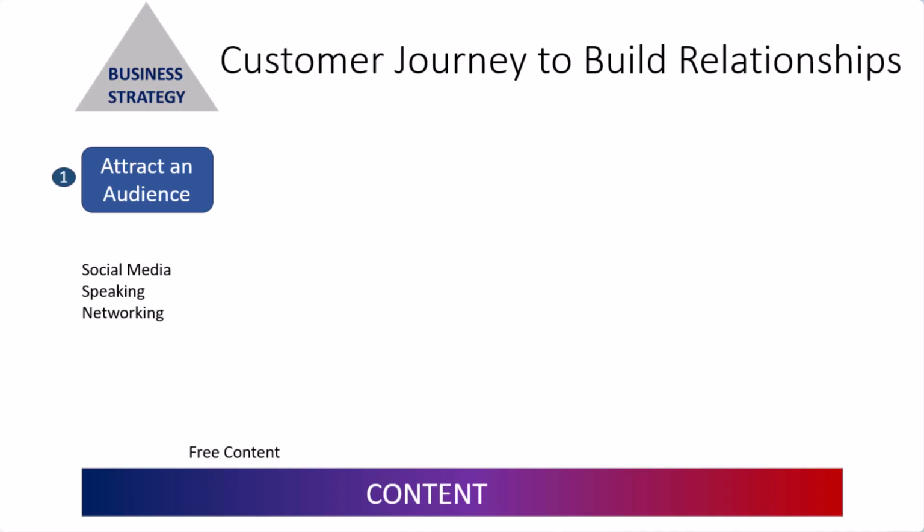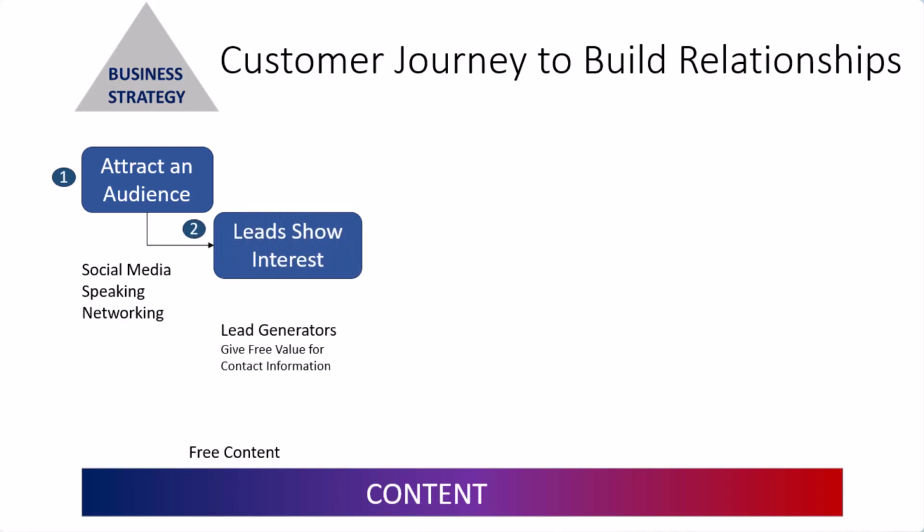The second phase is getting people that you've talked to or that know about you to raise their hands and show interest that they're interested in the things that you're talking about. The way we've typically done this with online marketing is to provide something of value in exchange for someone's contact information. These things are called lead generators. Sometimes they're called lead magnets because we're attracting an audience.